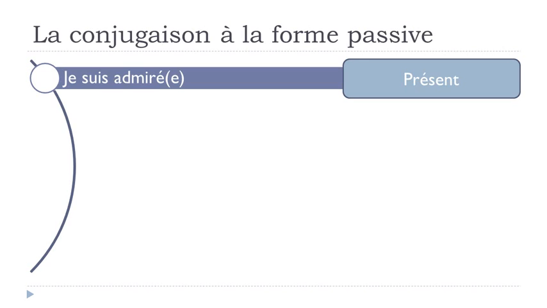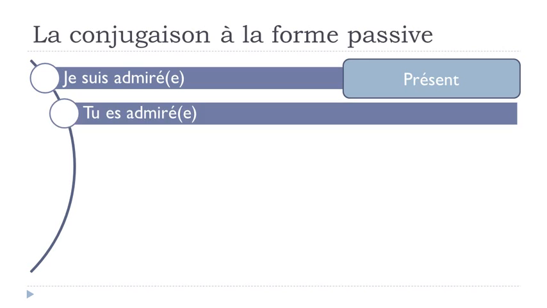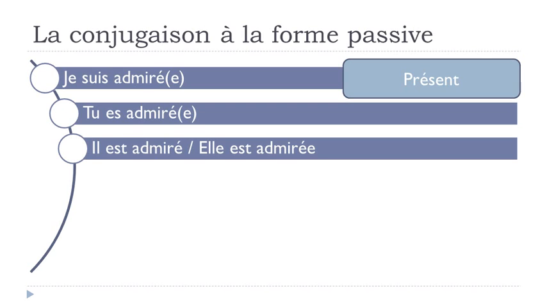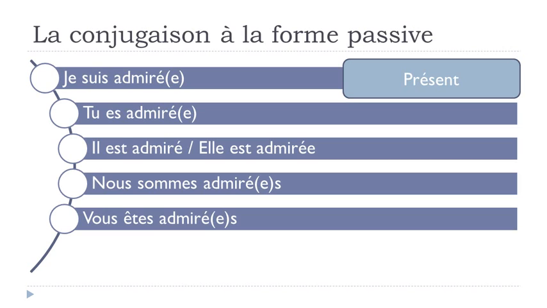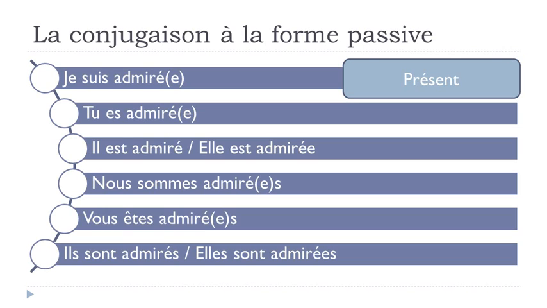Présent, so it will be je suis admiré. Tu es admiré, il est admiré, elle est admirée. Nous sommes admirés, vous êtes admirés, ils sont admirés, elles sont admirées. All right, so as you can see, être will be the only thing that will change here.